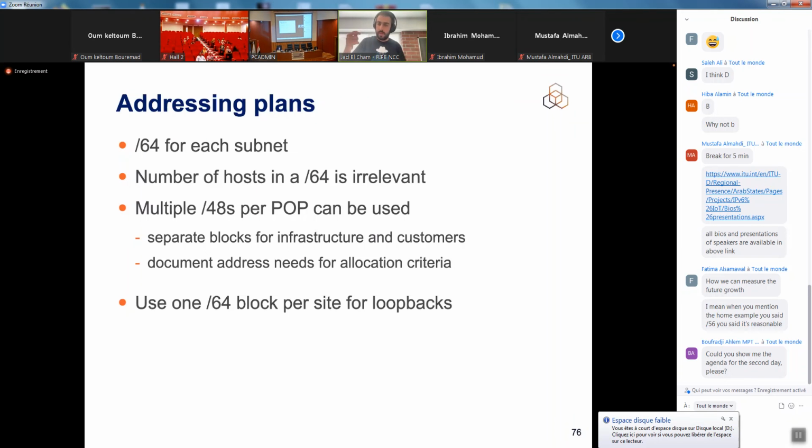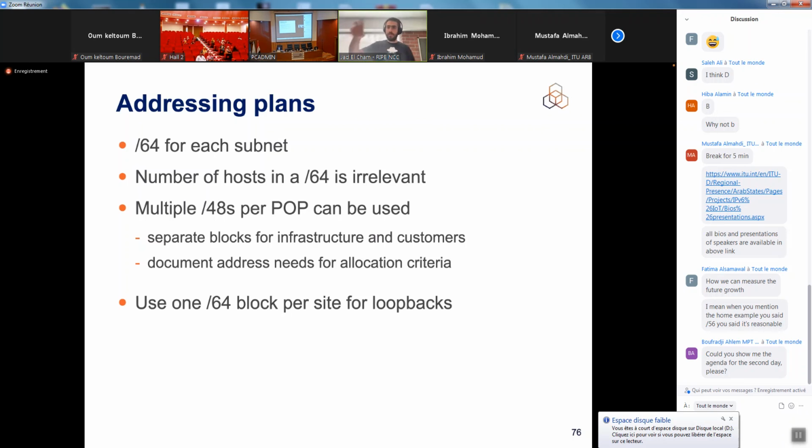Now, a few tips as well. When we talk about addressing plans, remember that every subnet is a /64. We don't care about the number of hosts in the subnet. It's irrelevant. You will never find yourself in a scenario where in one network you have 100 billion billion devices, right? So it's irrelevant. One network, one /64. Khalas, end of the story.